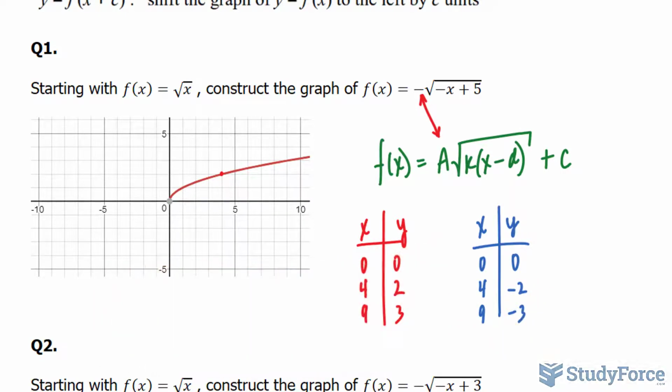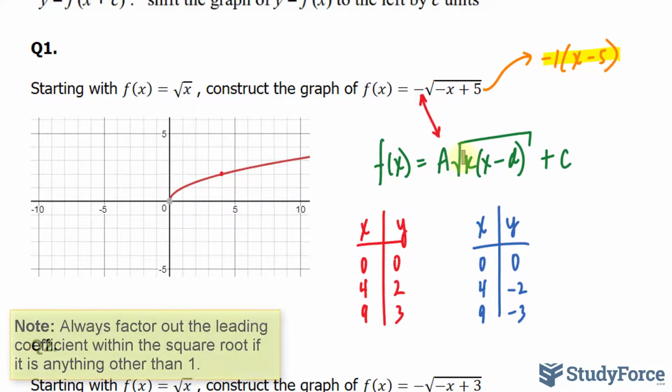The next two things that I will look at are the values of k and d. Now notice that we have negative x plus 5 within this radical, within the square root. What I will do is factor out a negative from both of these terms. So I end up with negative 1 bracket x minus 5. And I'm doing this so that I can model the standard form of a square root function. As you can see from here, the k value is negative 1.